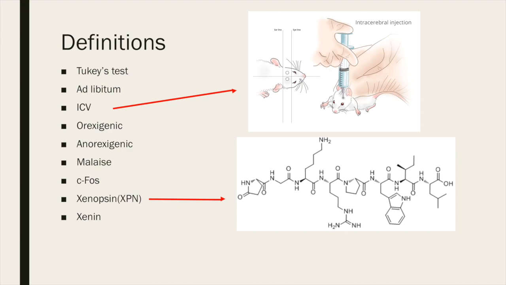Xenopsin is a biologically active octapeptide and has antimicrobial capabilities and comes from the African clawed frog. Xenin is a peptide hormone and is also found in humans.